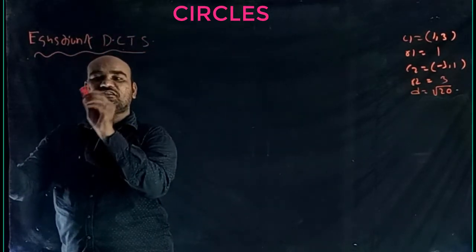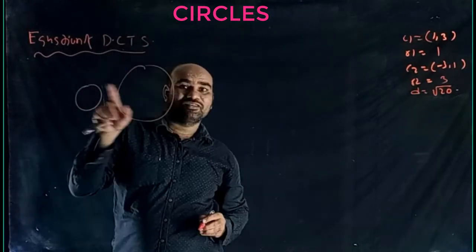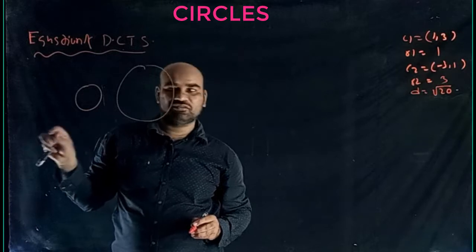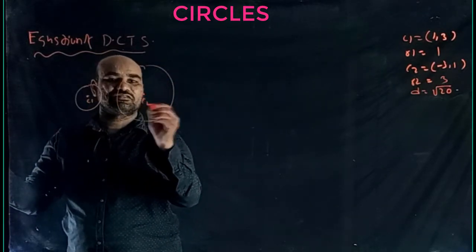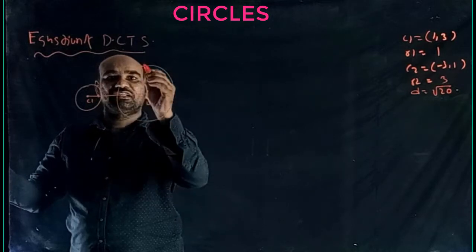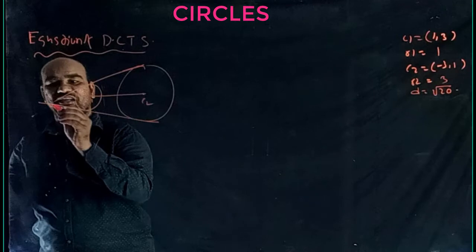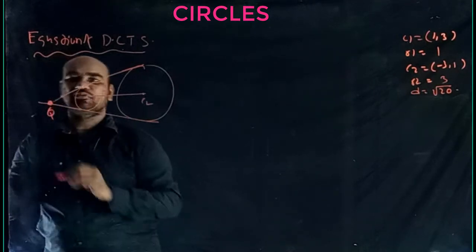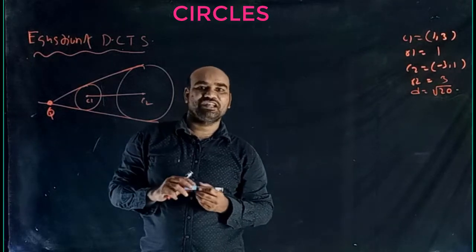So this is the first circle's actual diagram. This is the second circle. The first circle radius is 1, the second circle radius is 3. This is C1, this is C2. So join them. This is one of the direct common tangents. This is another direct common tangent. Let them meet at Q. Q divides the line segment joining C1, C2 in the ratio of their radii.